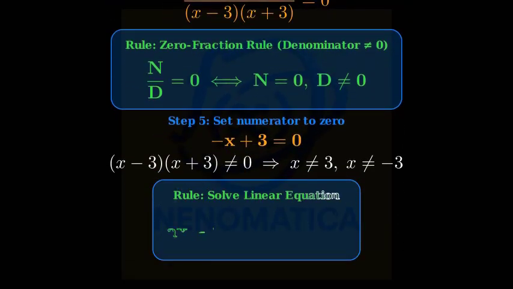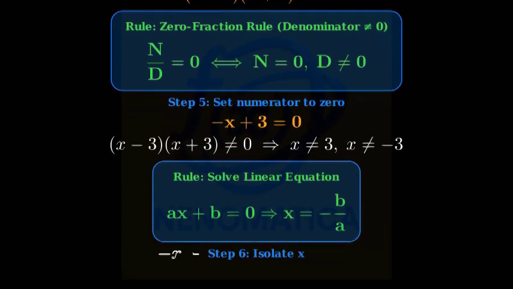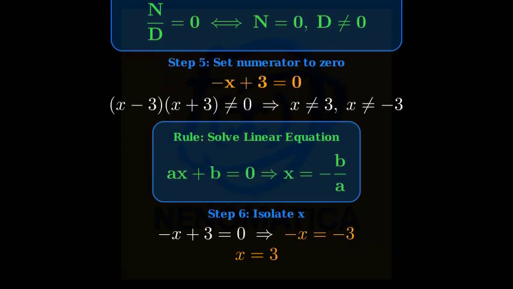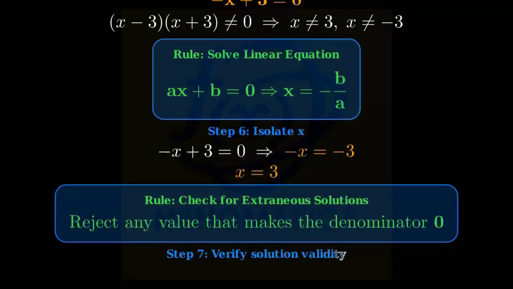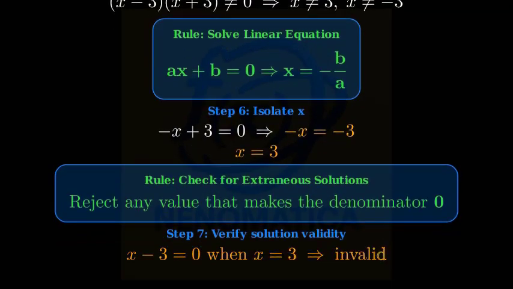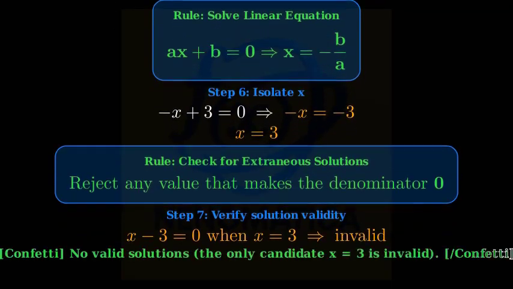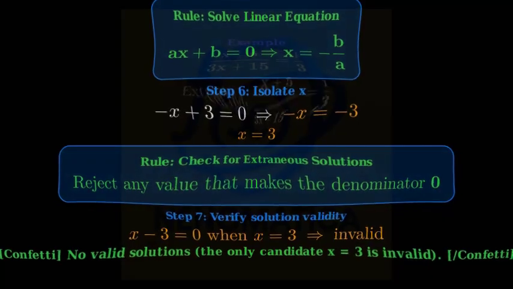Step 6. Solve the linear equation. From negative x plus 3 equals 0, we get negative x equals negative 3, so x equals 3. Step 7. Verify the candidate. When x equals 3, the denominator x minus 3 is 0. That makes the original fractions undefined. Hence, x equals 3 is not an acceptable solution, and therefore the equation has no valid solutions.